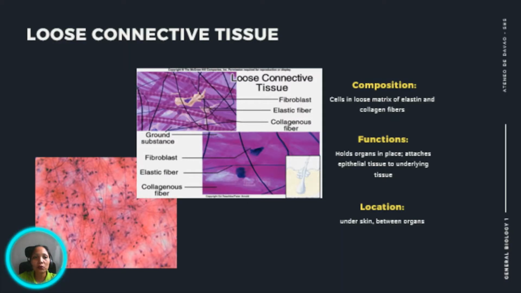First, we have the loose connective tissue. These are made up of cells in loose matrix of elastin and collagen fibers. This holds the organs in place and attaches epithelial tissue to underlying tissues. Thus, loose connective tissue binds other tissues together and fills the space between organs. This can be found under the skin and between organs.